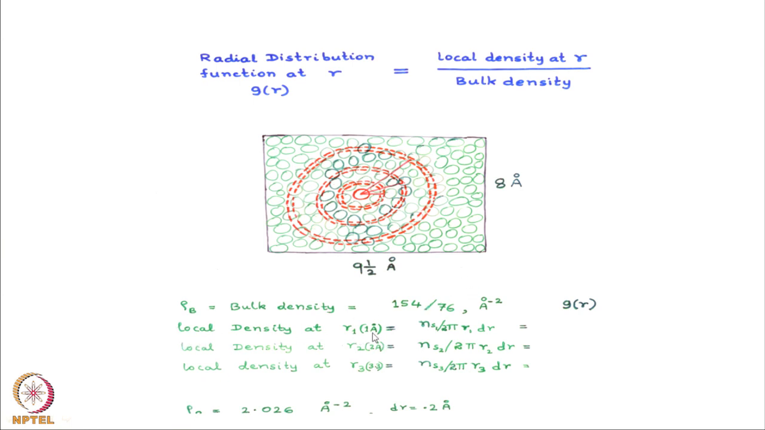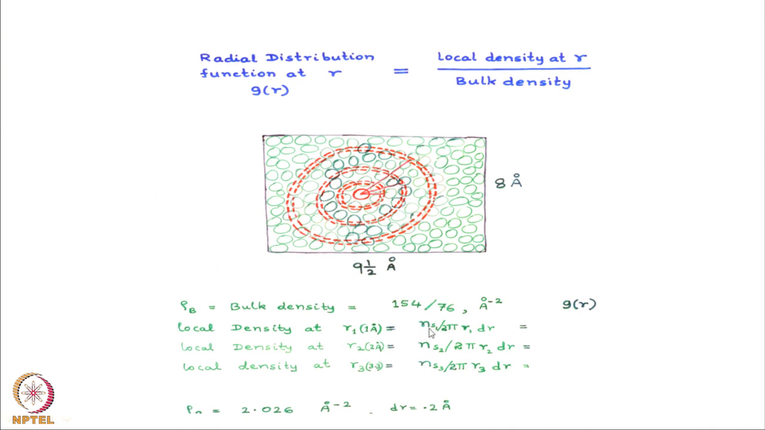Now, how do I get a local density at r? The first one is at 1 angstrom, the second one is at 2 angstrom, and the third one is at 3.3 angstroms. Okay. So, I have calculated 3 particular areas now, at 3 particular distances. In the first area, that is the inner red circle, you will see that there is hardly any particle, because some particle has to be inside that area. Only if the center is inside the area, I will count it inside. So, this is my second area, third area. So, what do you have to do?